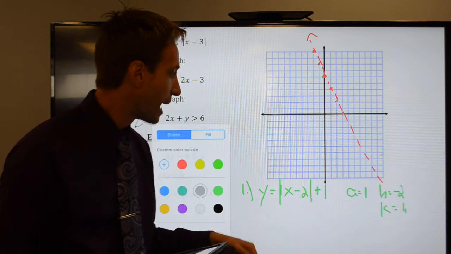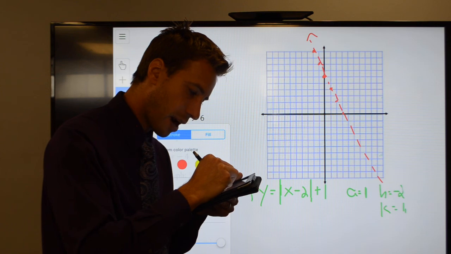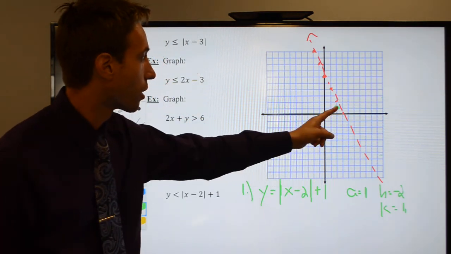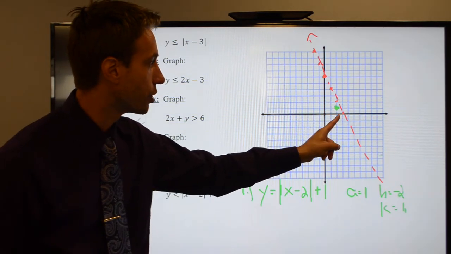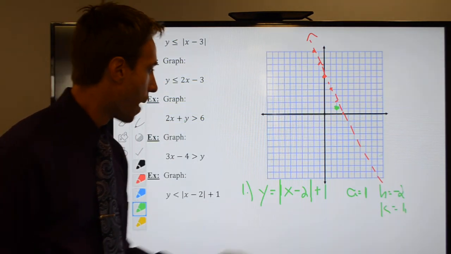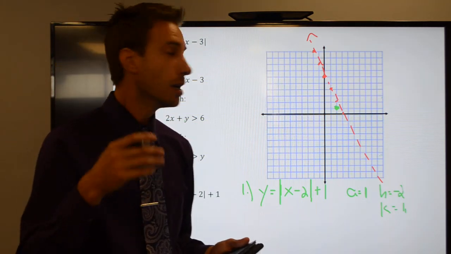Here we go. I need a V shifted over 2. So it's going to be here and then shifted up 1. So my V is going to start right here. That's shifted over 2, shifted up 1, and this is where my V is going to start. There is no dilation, so it'll just be a standard V.